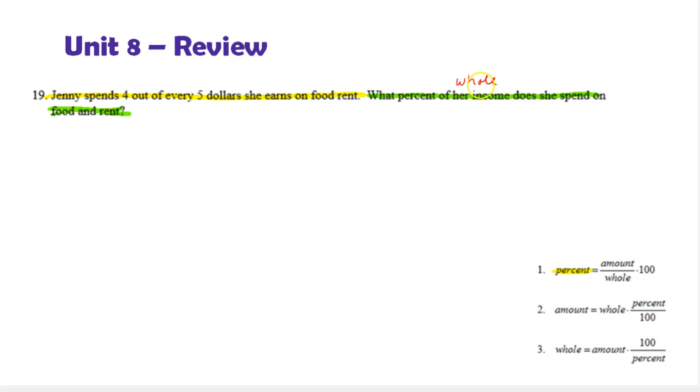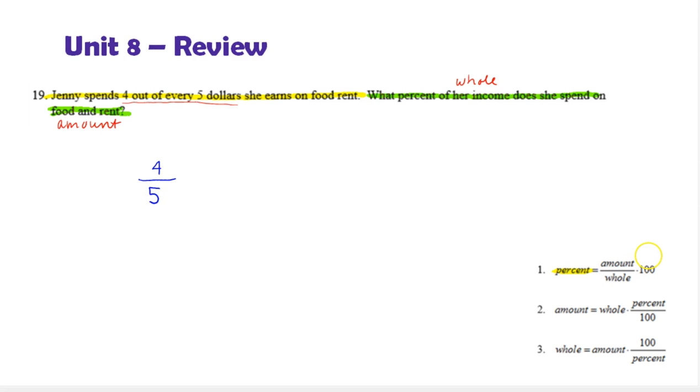And the amount that we're comparing to the whole is the part, in this case, the amount she spends on food and rent. So we need this ratio, and we aren't actually given her specific income or the specific amount she spends on food and rent. We're given a simplified ratio of 4 out of every $5. So the part she spends on rent and food is $4 out of every total whole $5.